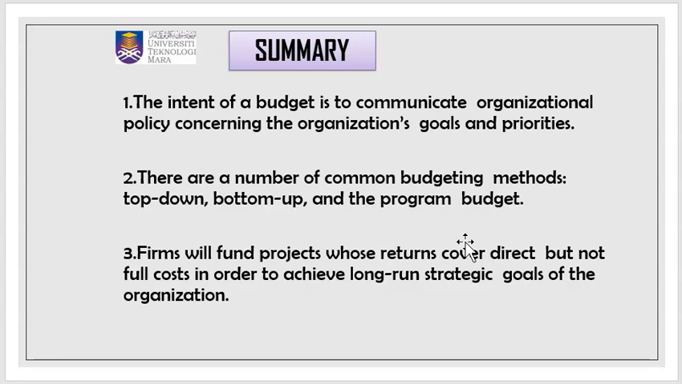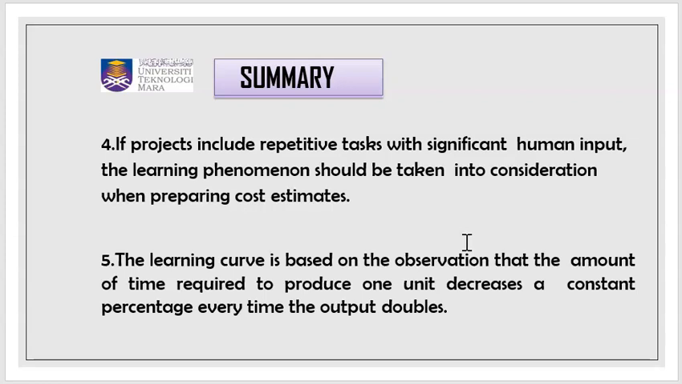The intent of a budget is to communicate organizational policy concerning the organization's goals and priorities. There are a number of common budgeting methods: top-down, bottom-up, and the program budget. Firms will fund projects whose returns cover direct but not full costs in order to achieve long-run strategic goals of the organization. If projects include repetitive tasks with significant human input, the learning phenomenon should be taken into consideration when preparing cost estimates. The learning curve is based on the observation that the amount of time required to produce one unit decreases by a constant percentage every time the output doubles.